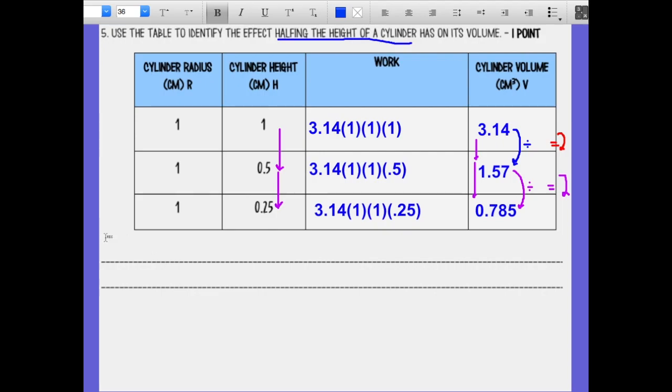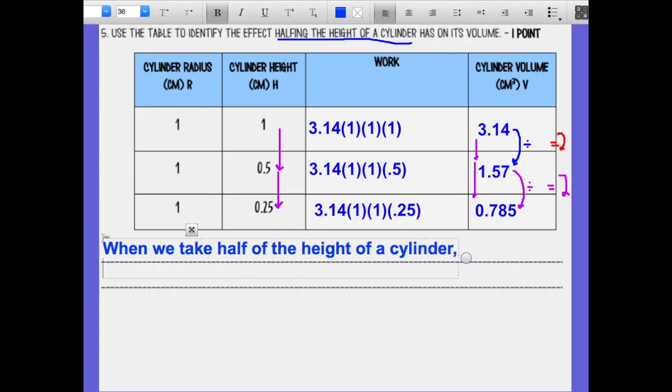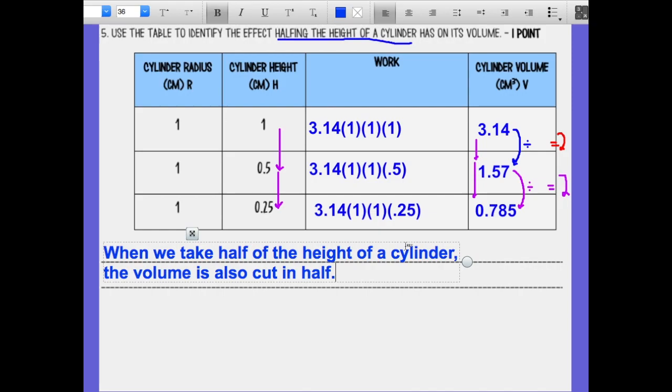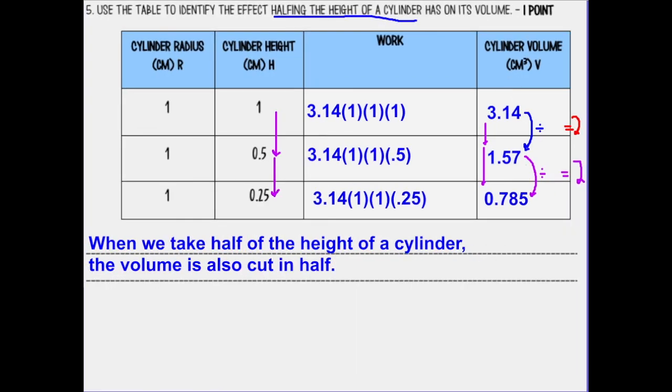All right, so we need to put this in words. So we can say, when we take half of the height of a cylinder, the volume is also cut in half. That's one way to say it. Make sure that you have a full sentence there that we can reasonably logically explain, and you should be good. The reason we don't have to put the units on here at the end too is this is in this column, so you don't have to write it every time.